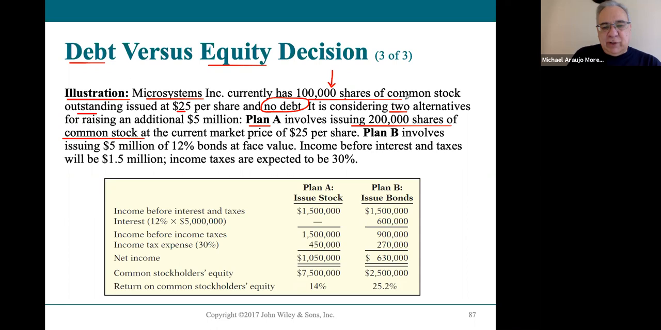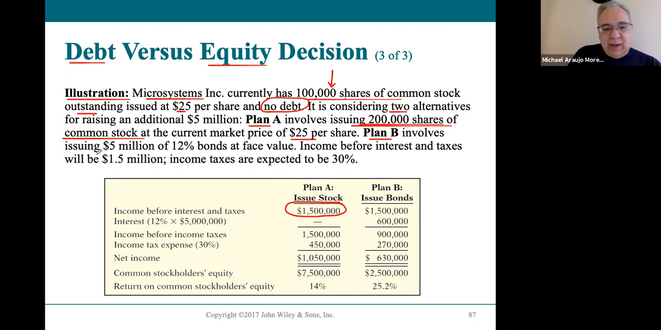Whoever owns these 100,000 shares now has full control of the company. They won't have full control of the company because there'll be more shares outstanding. So you dilute some of the owners' power that way by issuing stock. However, you can raise a lot of money. 200,000 shares at $25, as you see here, is a whopping 5 million bucks. Okay, so that's one.